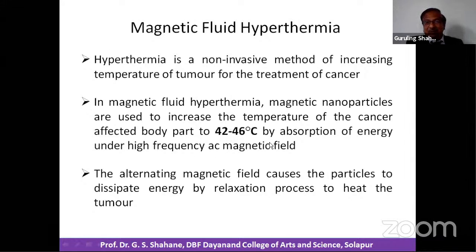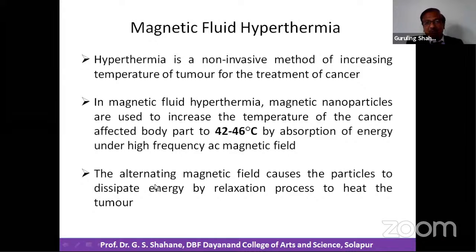But normal cells are not much affected at this temperature. So if that particular part of the body is heated up to say 42 to 46 degrees Celsius, then cancer cells are destroyed and normal cells are not much affected. Destroying the cancer by this method, we call it hyperthermia. And for increasing the temperature, a magnetic fluid can be used. If we use magnetic fluid for that, we call it magnetic fluid hyperthermia.